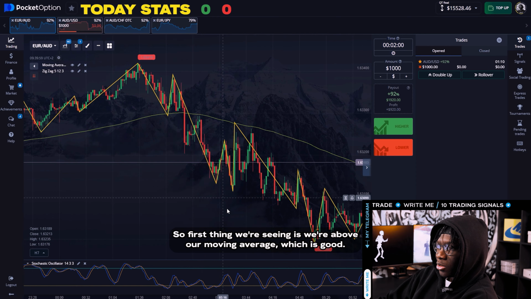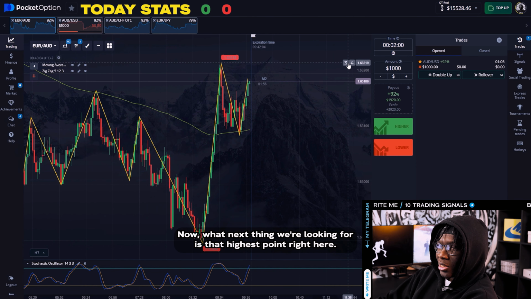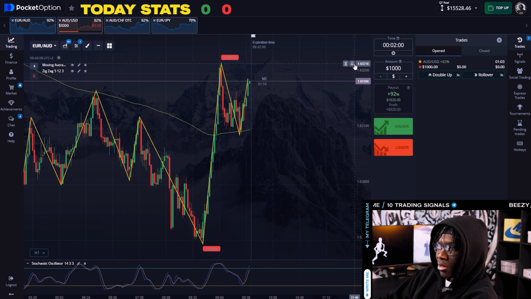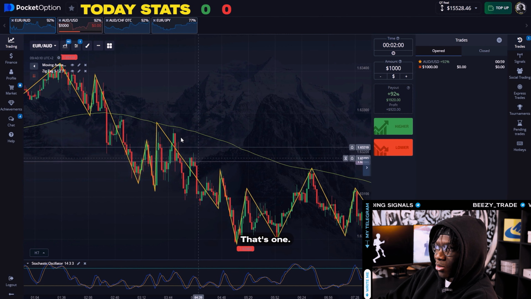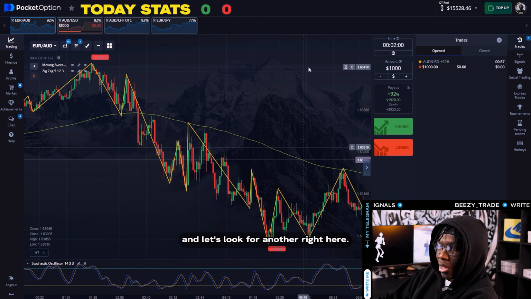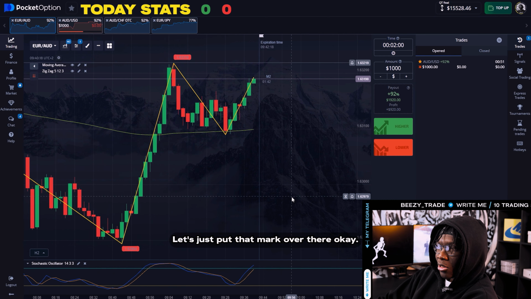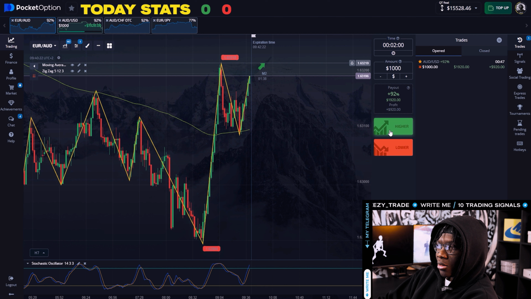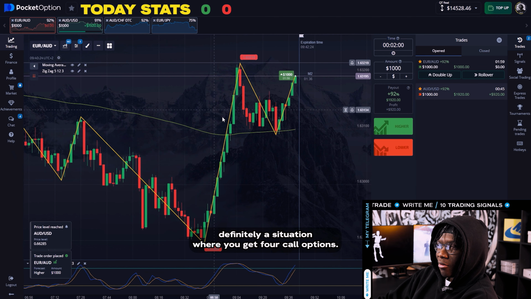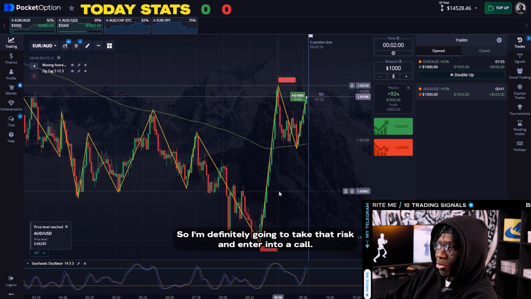So the first thing we're seeing is we're above our moving average, which is good. The next thing we're looking for is the highest point right here. We can see here at 1.63218, that's one. And let's look for another right here. Let's just put that mark over there. Okay, so right here we can see, definitely this is a situation where you go for a call option. So I'm definitely going to take that risk and enter into a call.